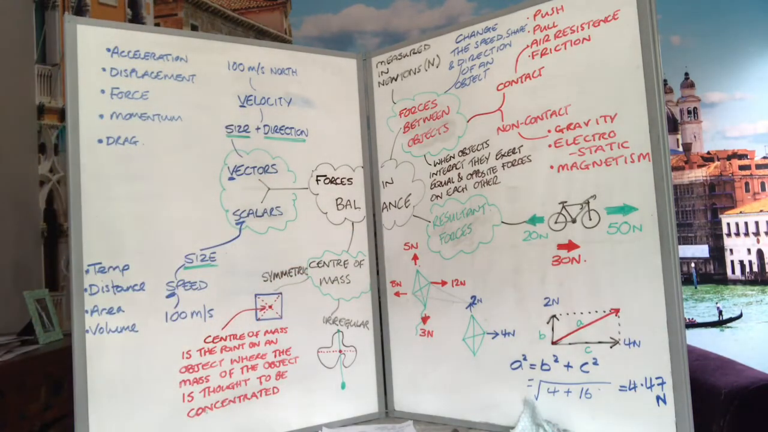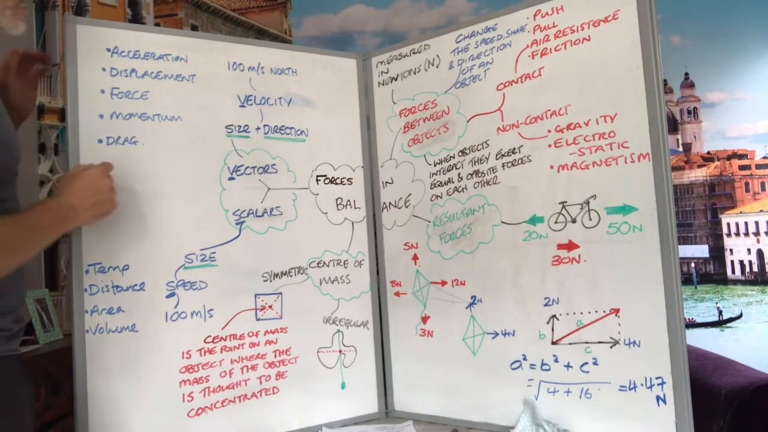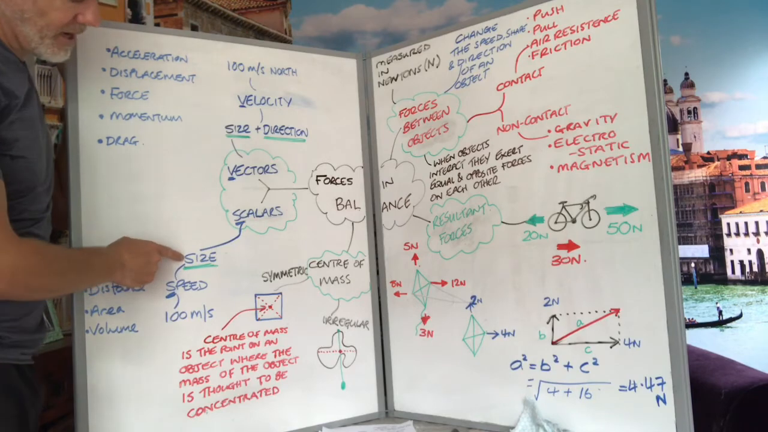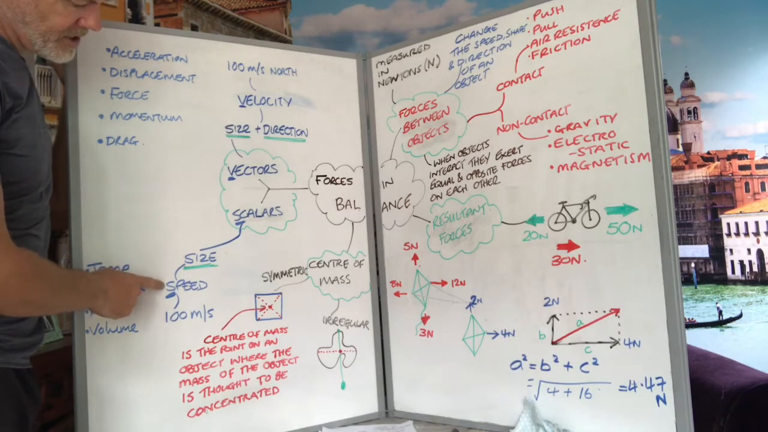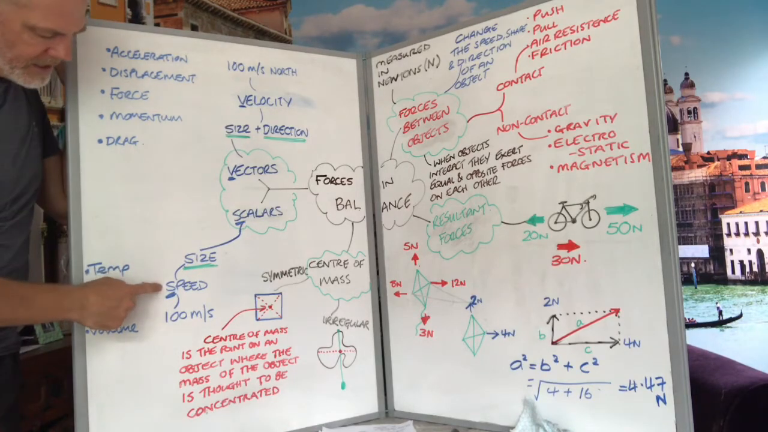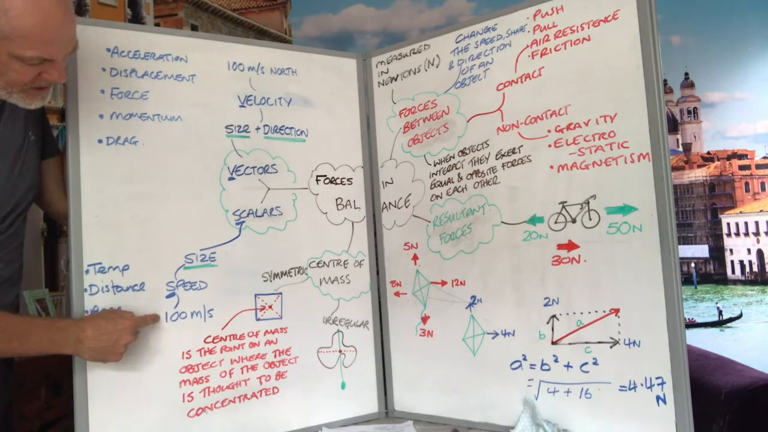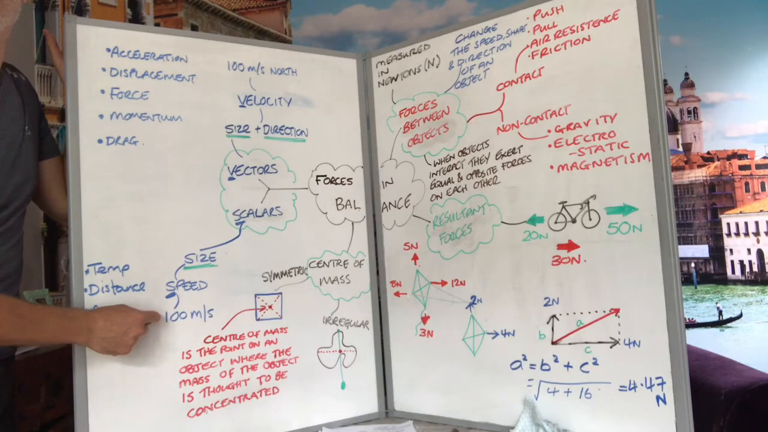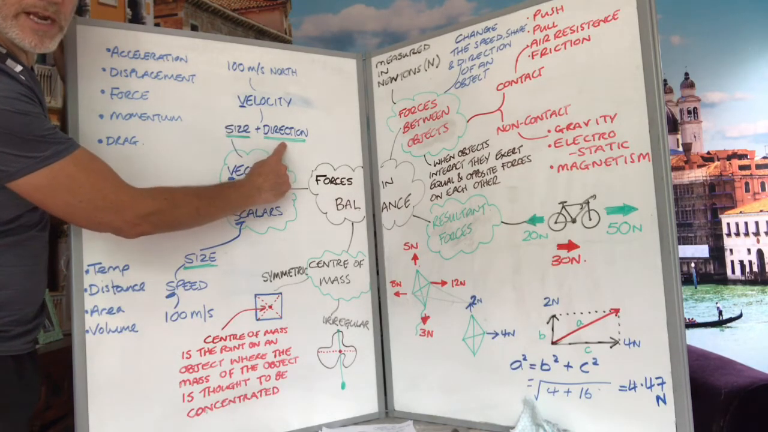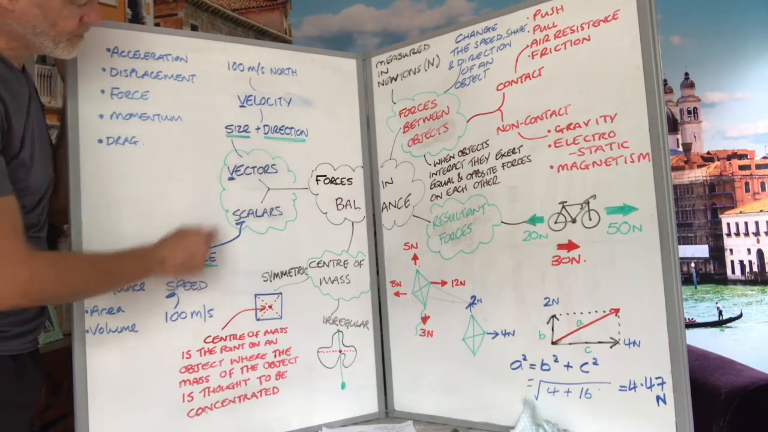Okay? So, vectors and scalars, what are they? Start with scalars first. Scalars have a size. So a good example is speed. So scalars, speed, easy way to remember it. It has size, but no direction. So 100 meters per second, for instance. Whereas a vector has size, but it also has direction. So that's the difference between them.